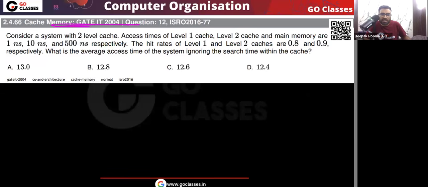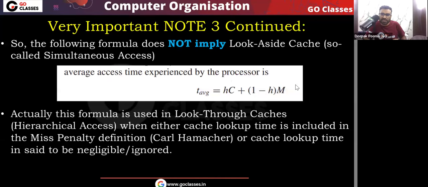You can also see this GATE 2004 question. Here we are saying that we need to ignore the search time within the cache memory. So in this question also, the lookup time, the search time within the cache memory, we need to ignore. All these questions we have done. So I hope you understood.